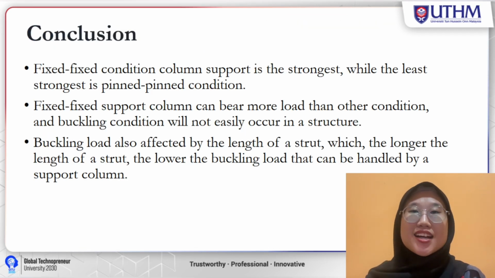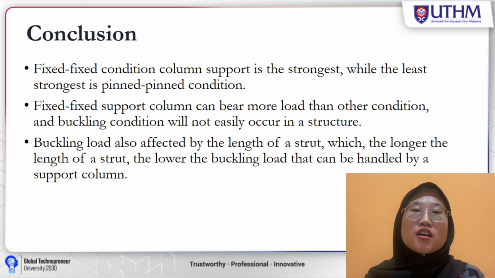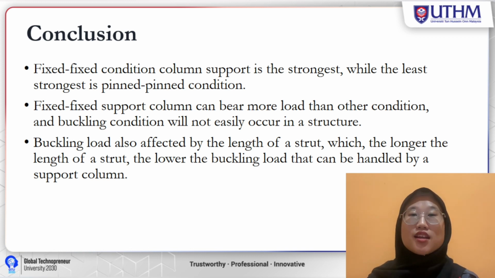In conclusion, from all three conditions, we conclude that the fixed condition column support is the strongest, while the least strong is the pin condition. A fixed support column can bear more load than the other conditions, and buckling will not easily occur in the structure. The buckling load is also affected by the length of the strut: the longer the strut, the lower the buckling load that can be handled by a support column.